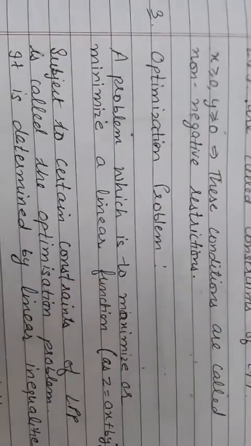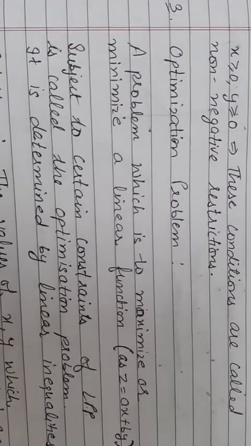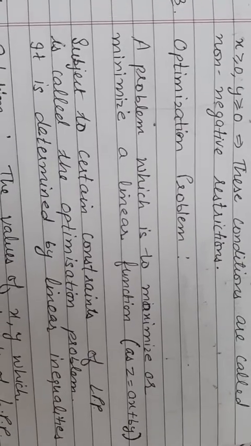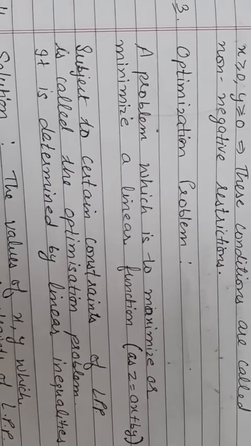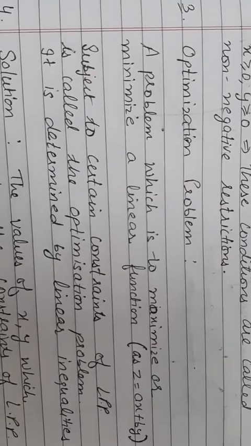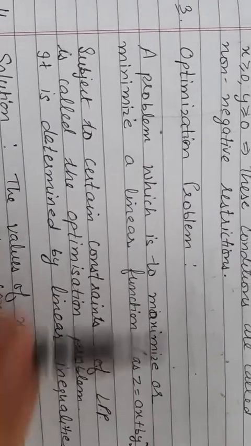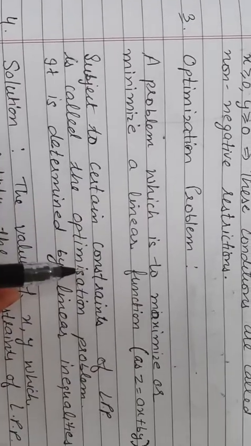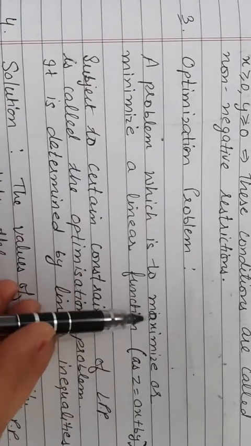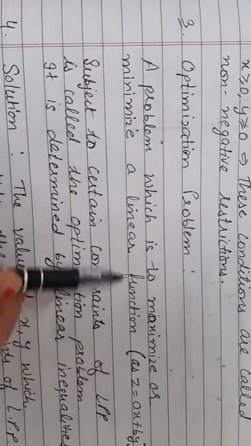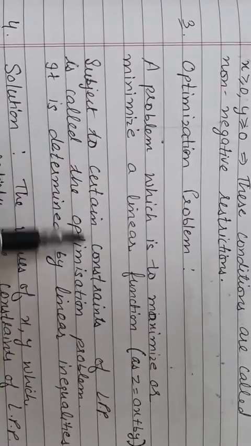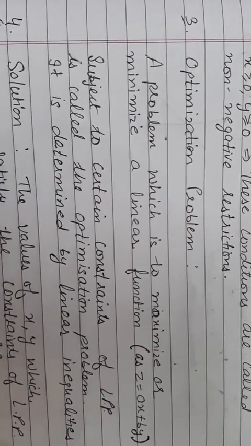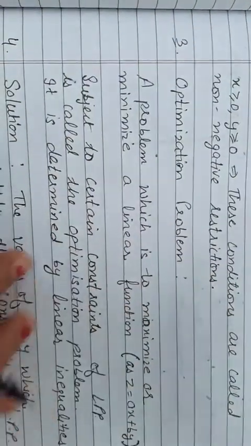Now one more important thing, that is optimization problem. Linear programming problems are called optimization problems. Optimization means nothing but to maximize or minimize. That means you have to maximize or minimize a linear function subject to some constraints, which are determined by the linear inequalities. Step by step, everything is written here.